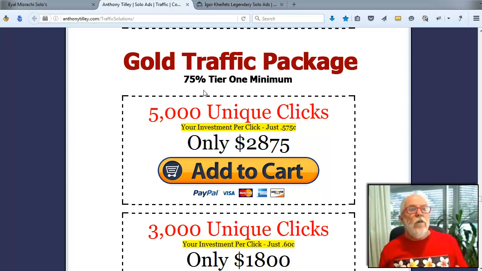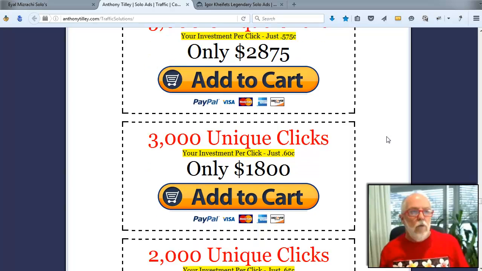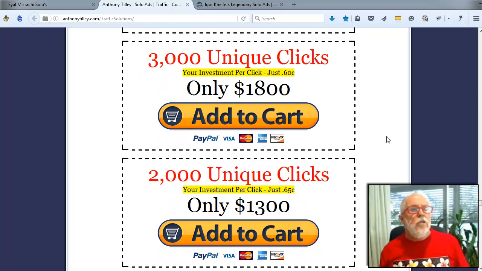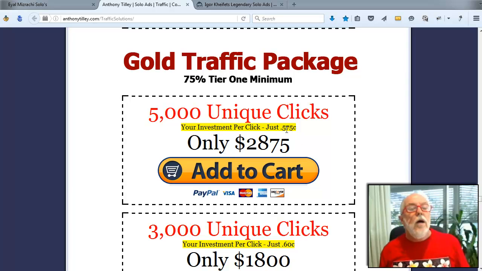So when he says 75% tier 1 minimum, that means 25% of the traffic that he's going to be sending to your capture page is coming from Nigeria, Pakistan, India, Philippines, Morocco, wherever, Russia. So if you're English speaking and you're looking for someone to buy off you, in other words, they've got a credit card and they've got money, tier 1 is really the only way to go. So, sorry, I just jumped back. We're looking at 57.5 cents per click. Okay, so 50 to 60 cents a click.